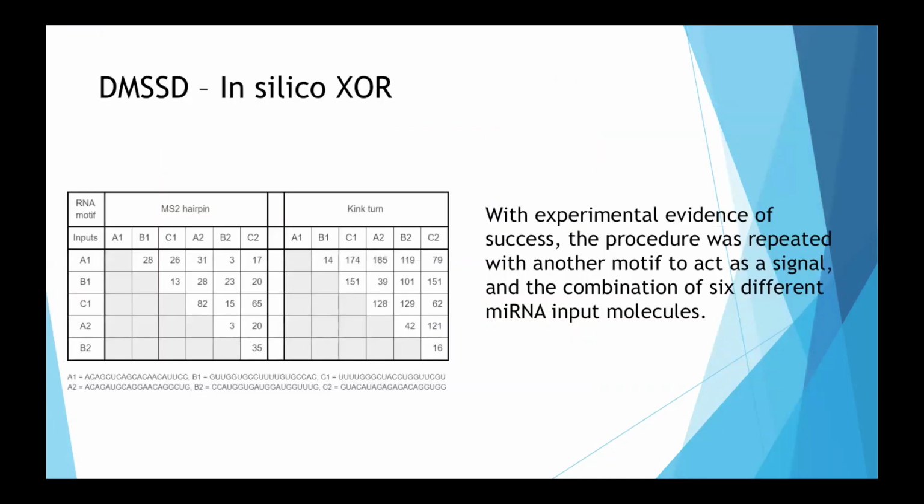And from there, we decided to check these XOR solutions in silico. And with the experimental evidence being a success, it was repeated with another motif to act as a signal and the combination of 6 different microRNA input molecules. And we used the kink turn, which is an internal loop, as the signal.